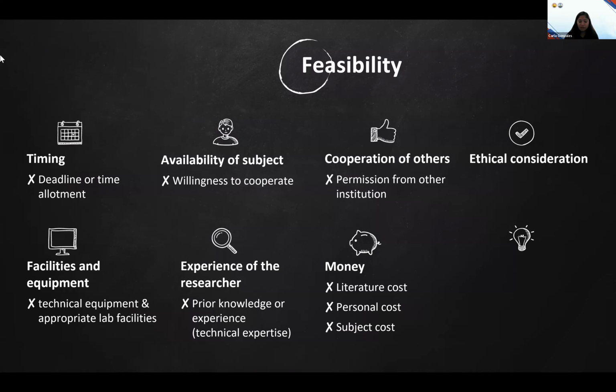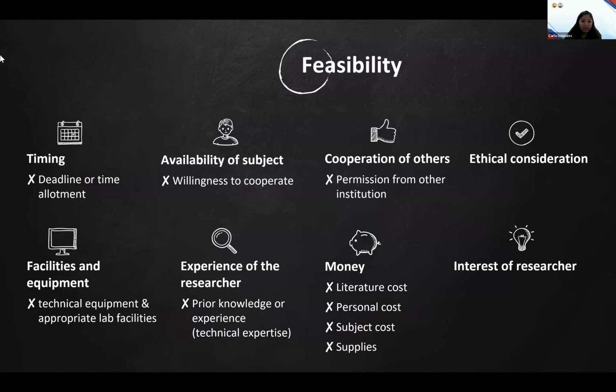The subject cost. Although as much as possible, we do not recommend paying someone to be the participant. Sometimes it could be as simple as giving them food. For example, you invited them for a group interview or an individual interview, then you could offer them some tokens, but as much as possible, not give them money. Their participation should be voluntary. And then of course the supplies.